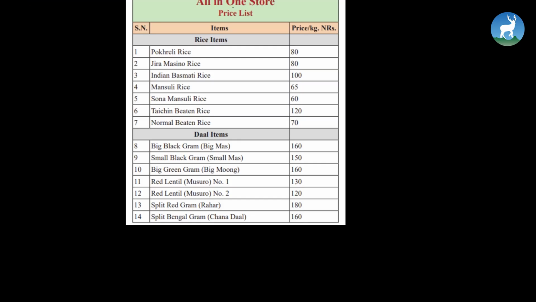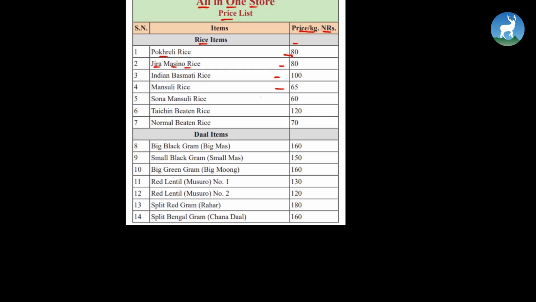Let's go and check the price list of items in All-in-One Store. Firstly, rice items and their prices. Pokhareli rice, 80 rupees per kg. Here the price is mentioned per kg in NRS, Nepali currency. Jeera Mosino rice, 80 rupees per kg. Indian Basmati rice, 100 rupees per kg.